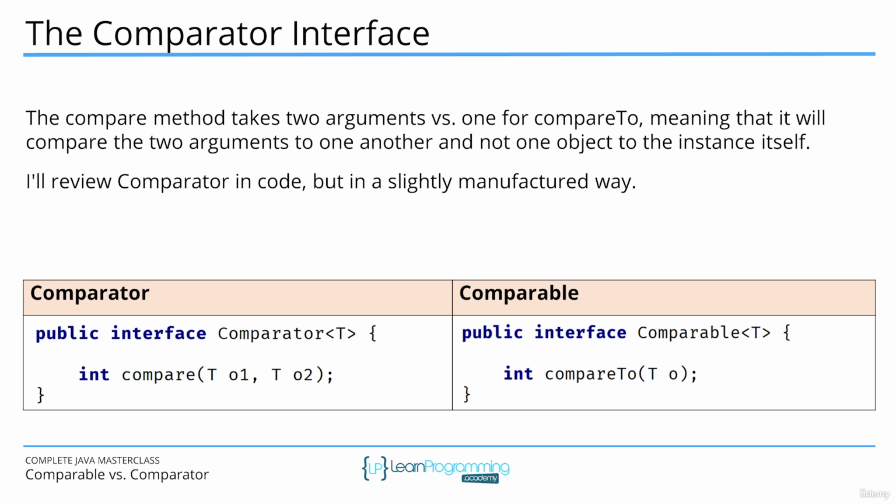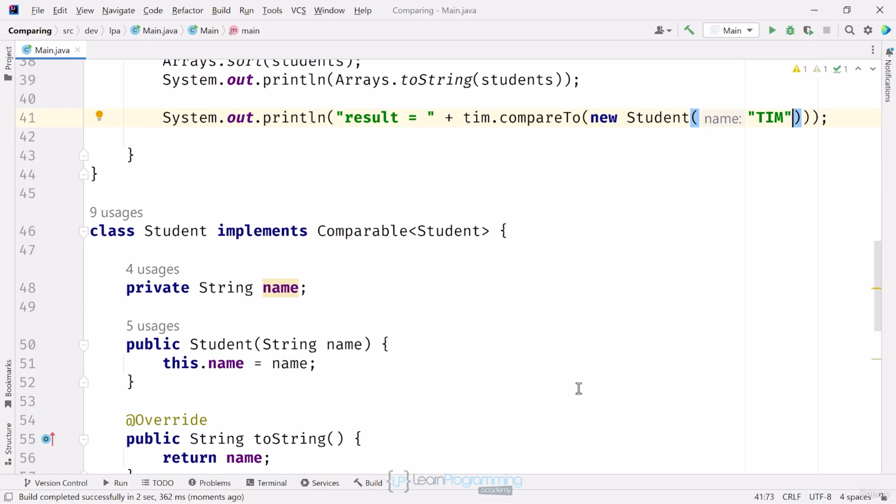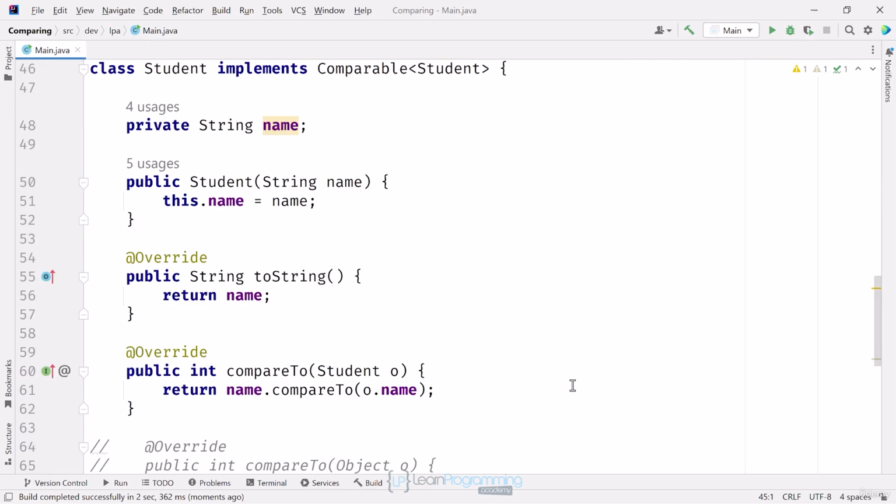I'll review Comparator in code, but in a slightly manufactured way. It's common practice to include a Comparator as a nested class, which I'll talk more about in the next section of the course. I think it's valuable to talk about these interfaces together and when to choose or use one or the other, or both in your class. I want to get back to the Student class and add a couple of fields.